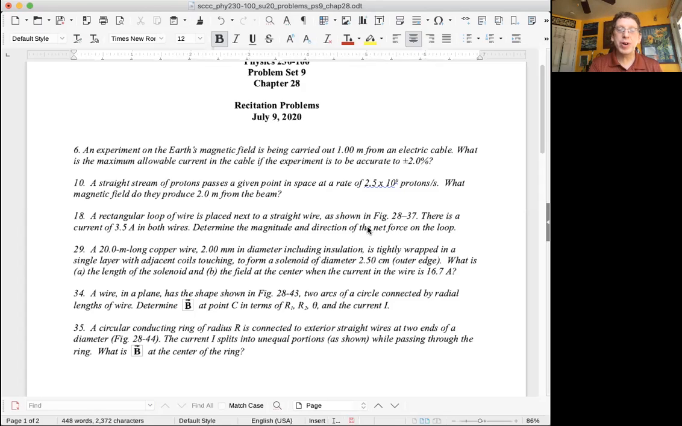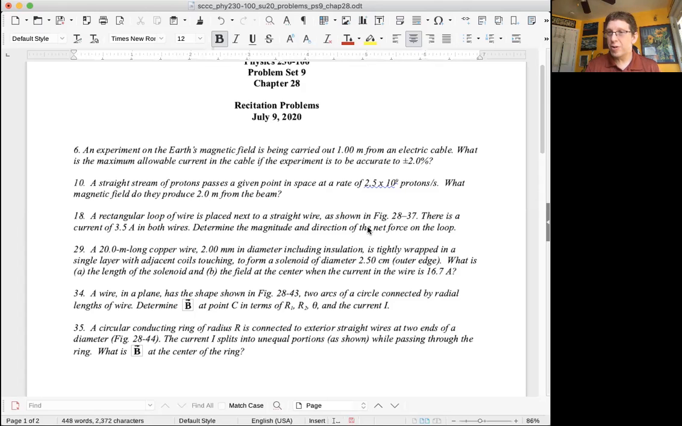Then we move on to number 18. A rectangular loop of wire is placed next to a straight wire, as shown in figure 28-37. So you basically have a straight wire going across and then a rectangular loop below it. And so you'll need to figure out the directions by looking at the figure. There is a current of 3.5 amps in both wires. Determine the magnitude and direction of the net force on the loop.